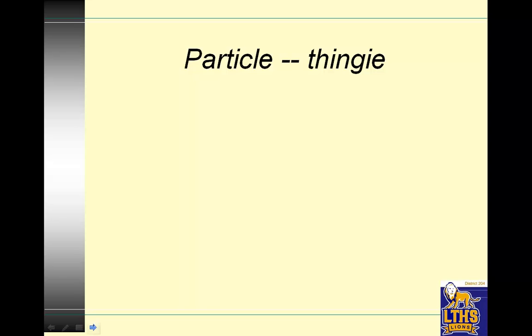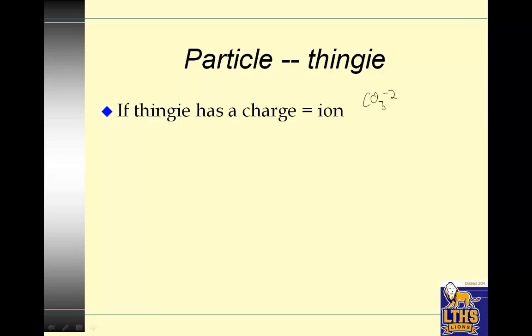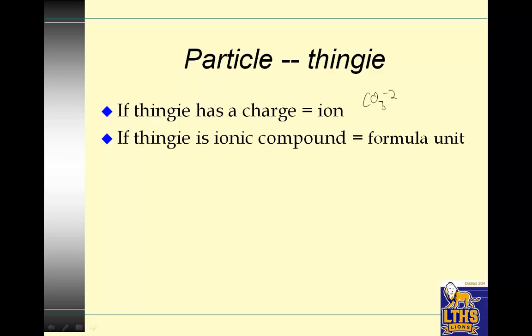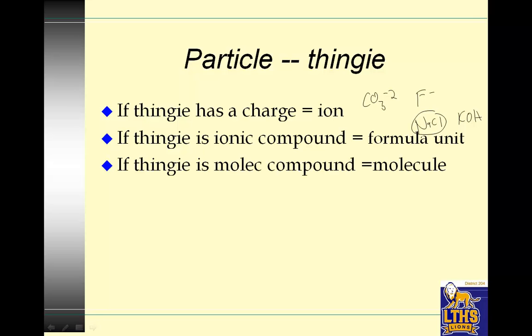A particle is a thingy, which obviously is the chemist's word for stuff. If the thingy has a charge, it's an ion. So for example, carbonate is an ion. F-1 is an ion. If the thingy is an ionic compound, it's a formula unit. So for example, NaCl would be grouped as a formula unit. KOH would be grouped as a formula unit because it's ionic. It starts with a metal and a nonmetal.